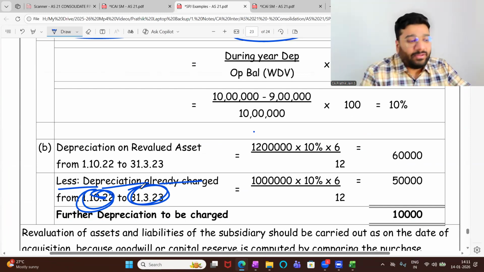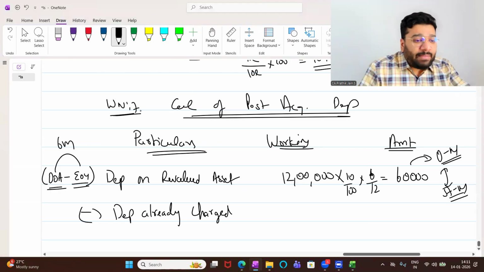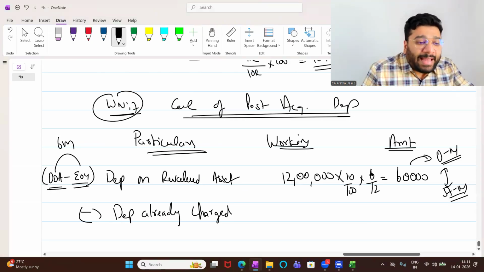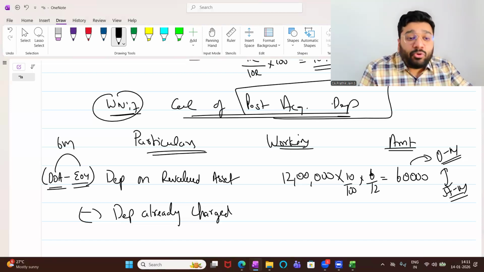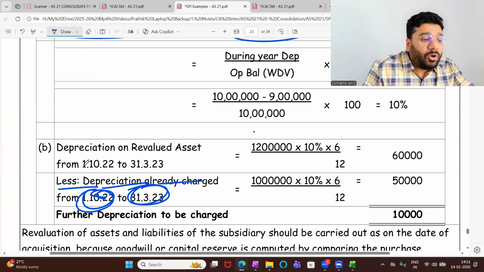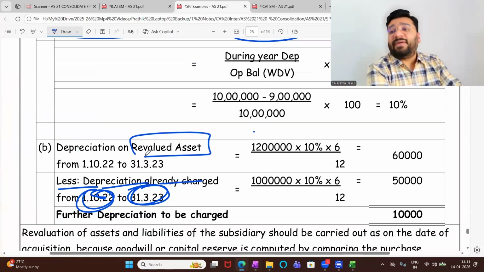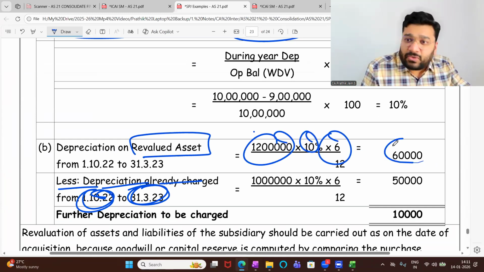Understand now? We are doing depreciation, which is post-acquisition depreciation. What is the name of the heading? Working note 7. Calculation of post-acquisition depreciation. Which means during the post period, what is the depreciation? Post period is 6 months, which is October to March. On the revalued asset, how much is the revalued value? 12 lakh rupees into 10% into 6 by 12, 60,000.